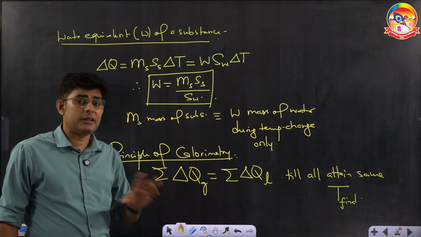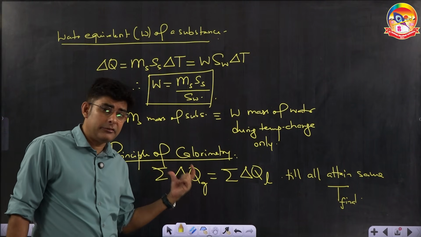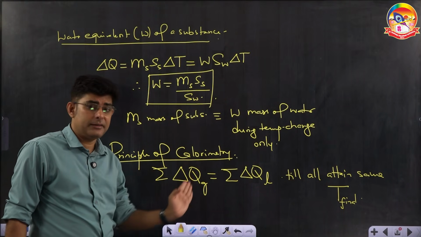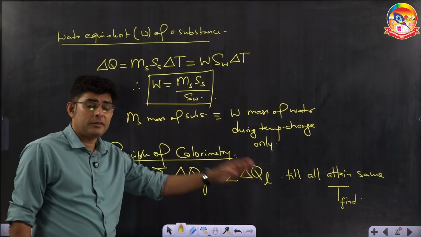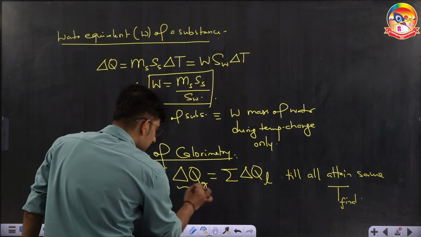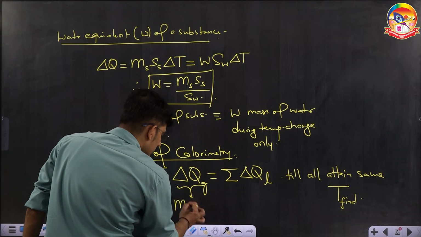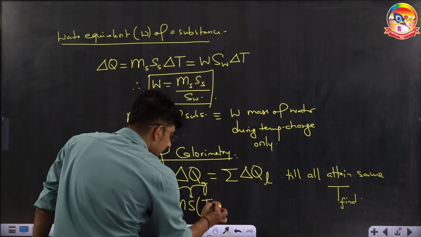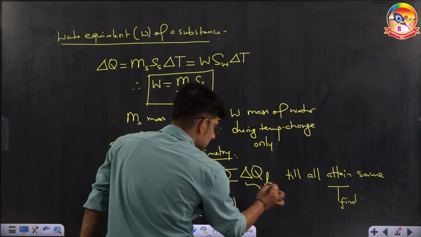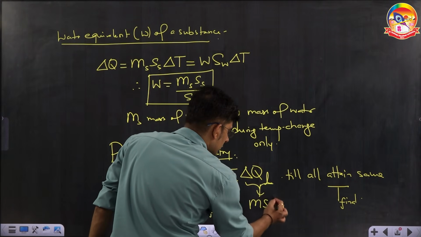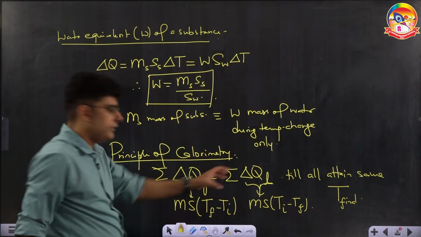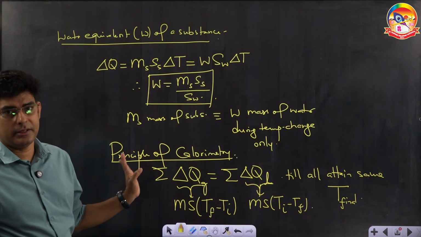Now gained and lost are never written negative, they are always written with magnitude. Whenever you write gain, you write theta final minus theta initial. Whenever you write loss, theta initial minus theta final. During temperature change, you will always use mass into specific heat. Gained means temperature is increasing, so T final minus T initial. And whenever we write loss, you write M S times T initial minus T final. We always take the magnitudes and equate them on both sides.